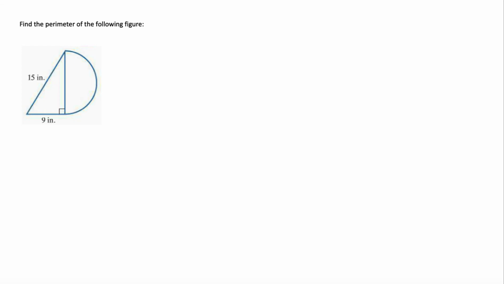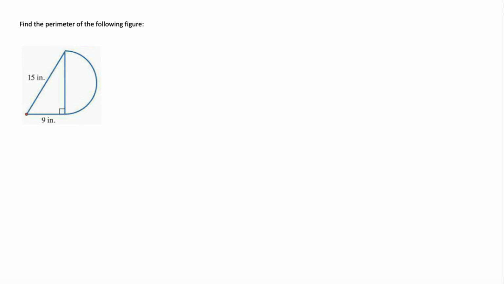Find the perimeter of the following figure. In the figure we see a right triangle and a semicircle here. Now you're going to be careful with this, right? When it says the perimeter, it just means the outside, right? So when you're walking along the boundary.